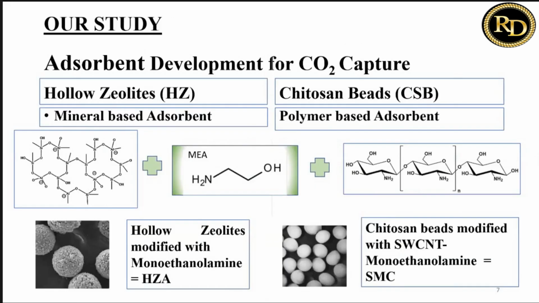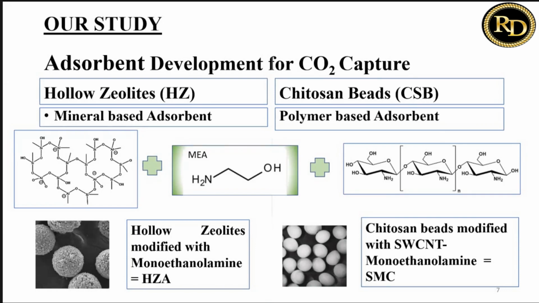Now this is our study. We developed two types of adsorbents for carbon dioxide capture. The first one is hollow zeolite. These are mineral-based adsorbents, based on alumina and silica compounds. And then we have developed Chitosan beads. Chitosan is derived from chitin, a biological waste, and it is quite similar to cellulose compounds. These Chitosan beads are polymer-based adsorbents.